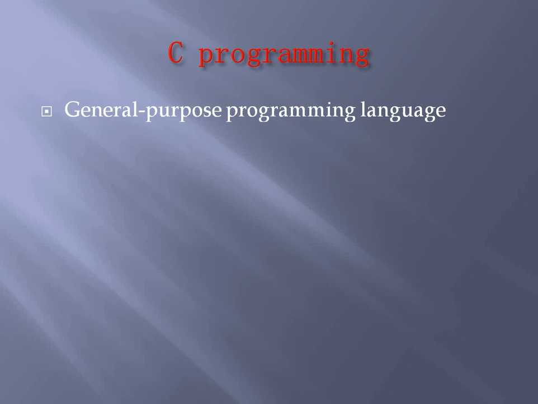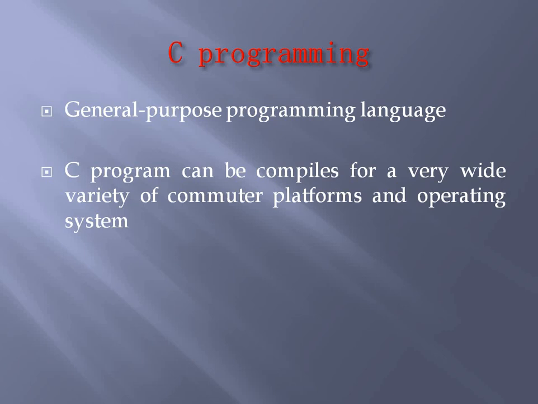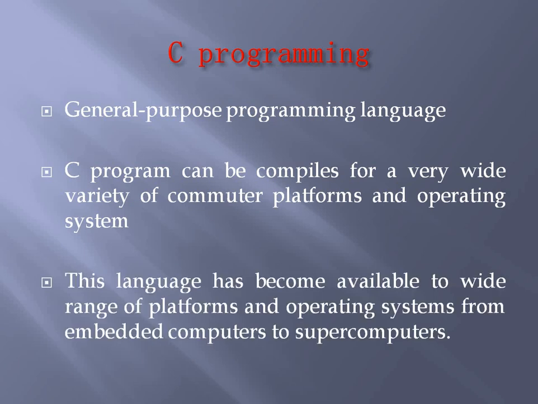Now you may think: we have the C programming, we have studied it very well, we have implemented so many things with the C programming. So let's have a look at the C programming. C programming is a general purpose programming language. A C program can be compiled for a wide variety of computer platforms and operating systems. This language has become available to a wide range of platforms and operating systems, from embedded computers to supercomputers. So now you can imagine its usage is also huge, to a large extent.